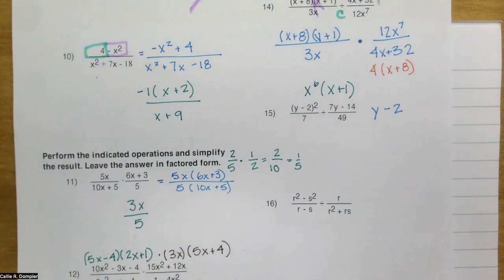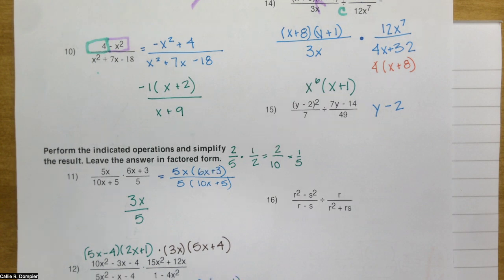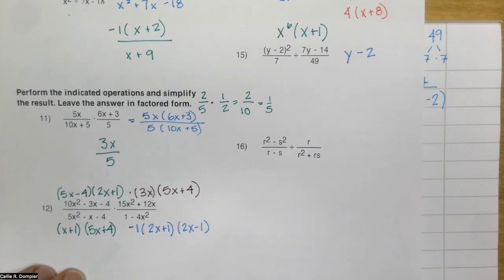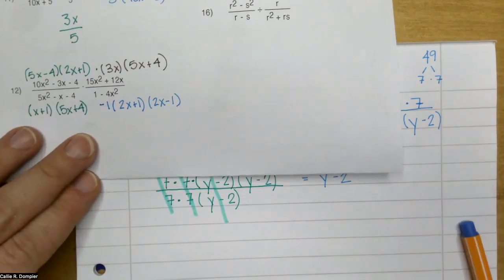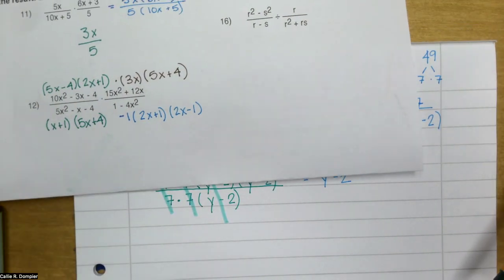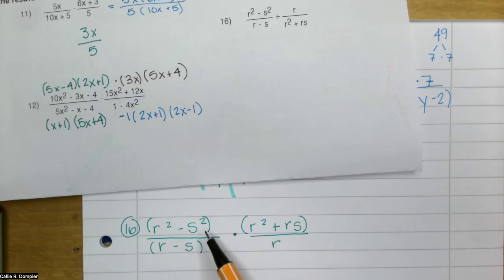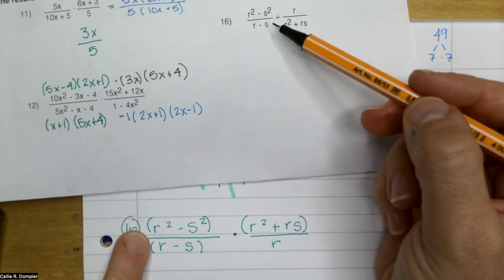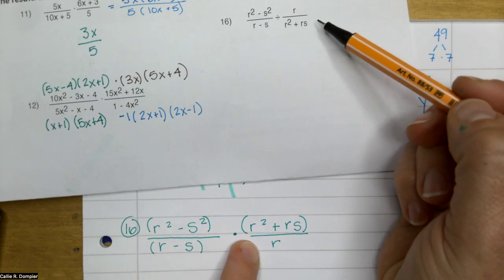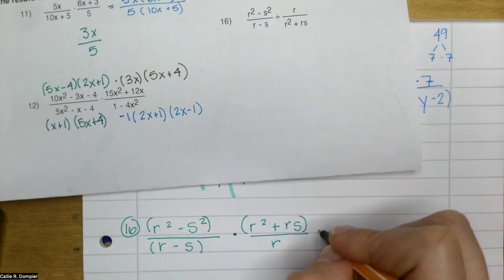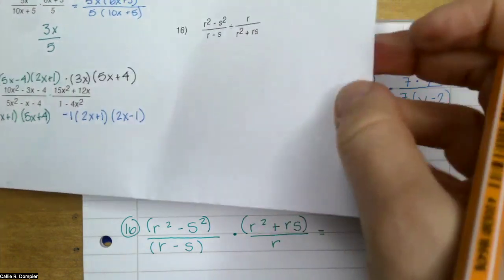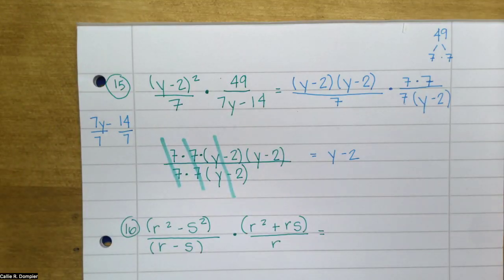Number 16, r squared minus s squared divided by r minus s divided by r squared plus r s. All right, so what I've done is I've kept the first one the same, flipped the second one, and changed the middle sign from division to multiplication. All right, let's see if we can simplify it.